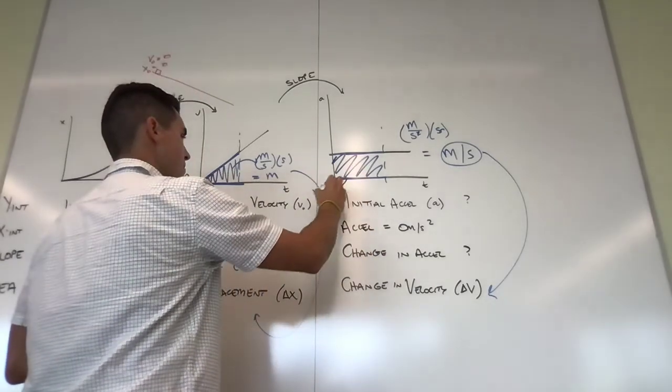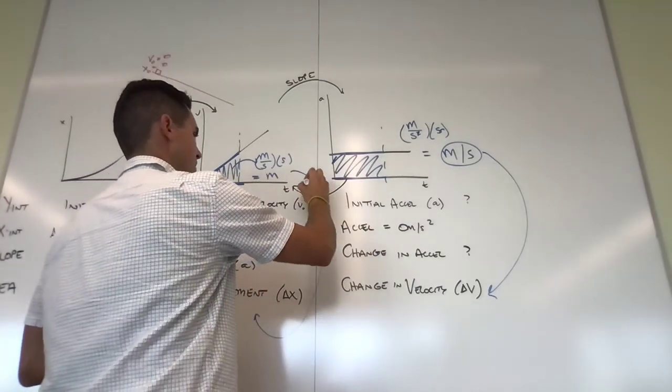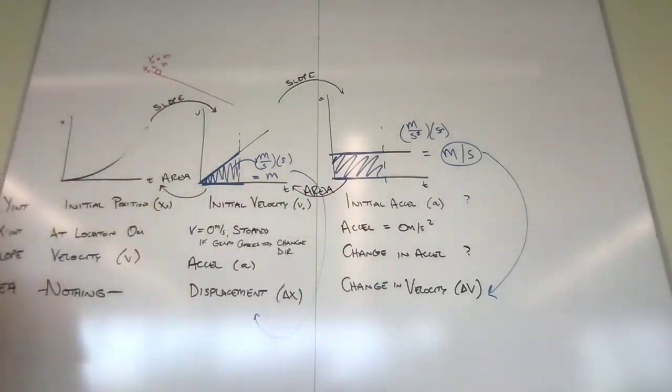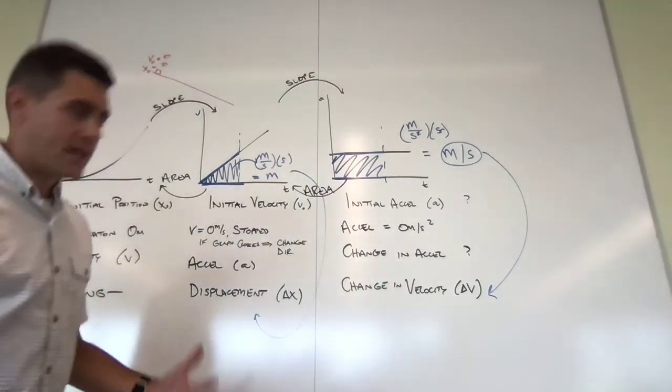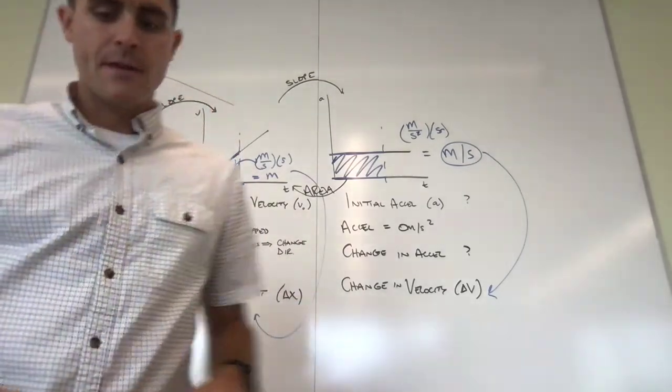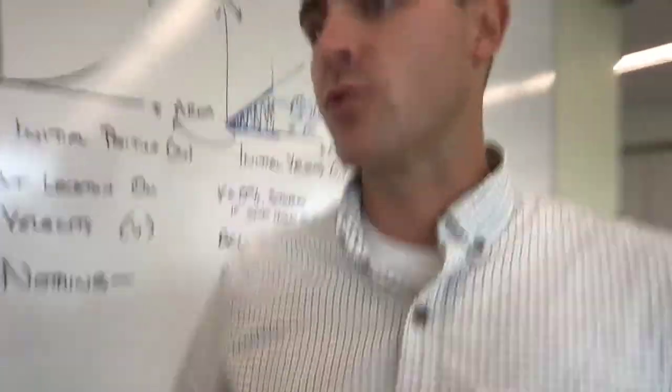So thinking back this way, the AT graph's area informs me about velocity. Not a specific velocity, not a final velocity. It informs me about a change in velocity. Okay? These are all the notes for graphing that we have so far.